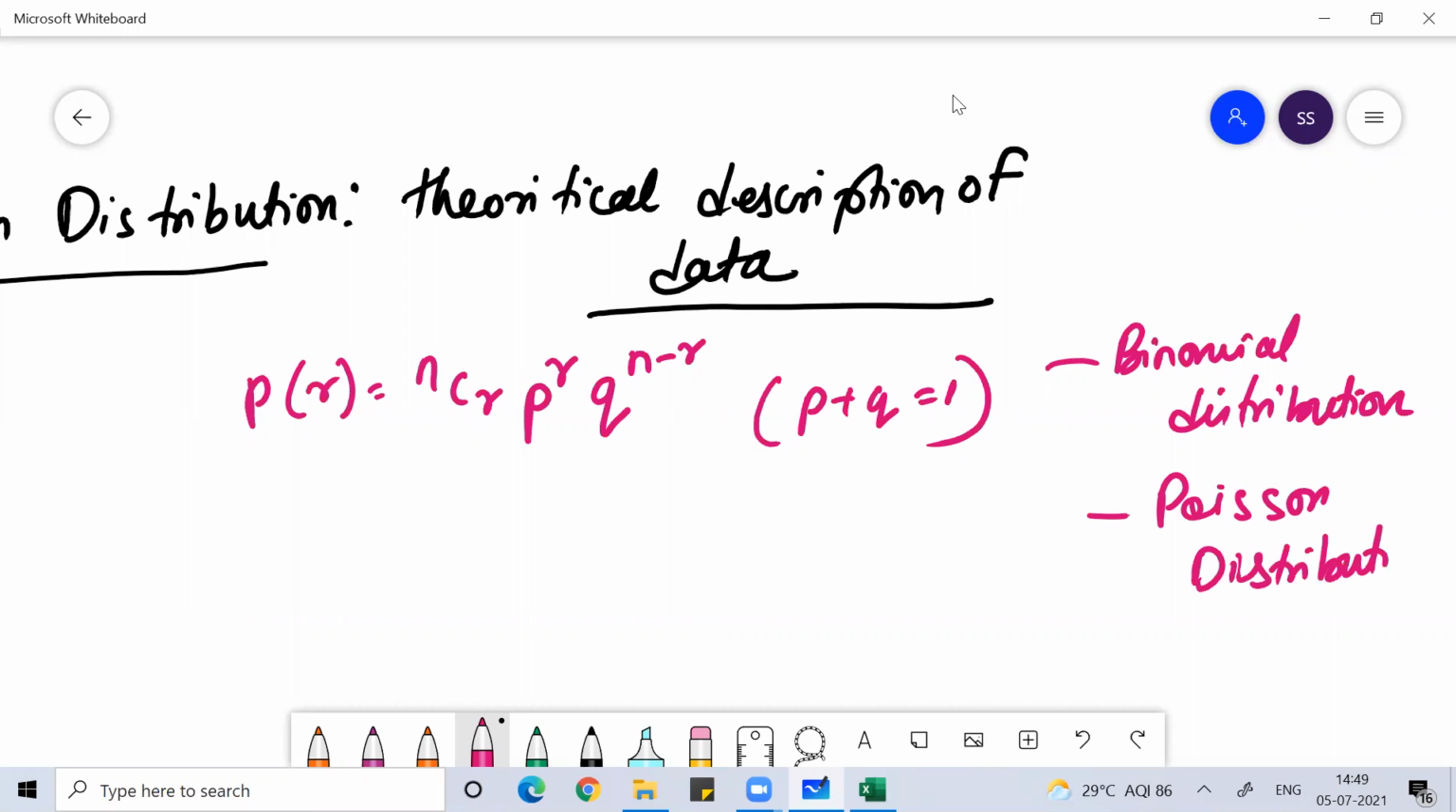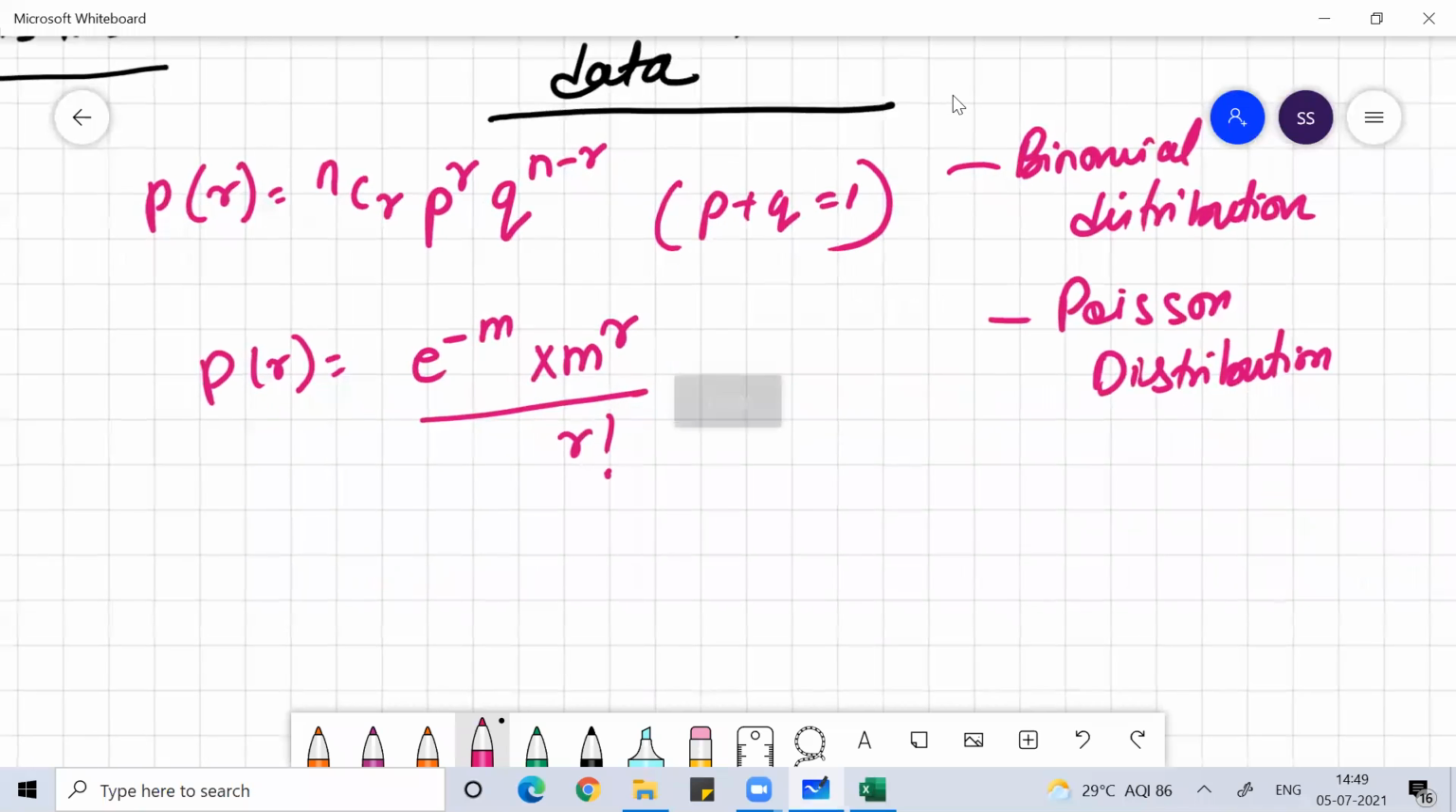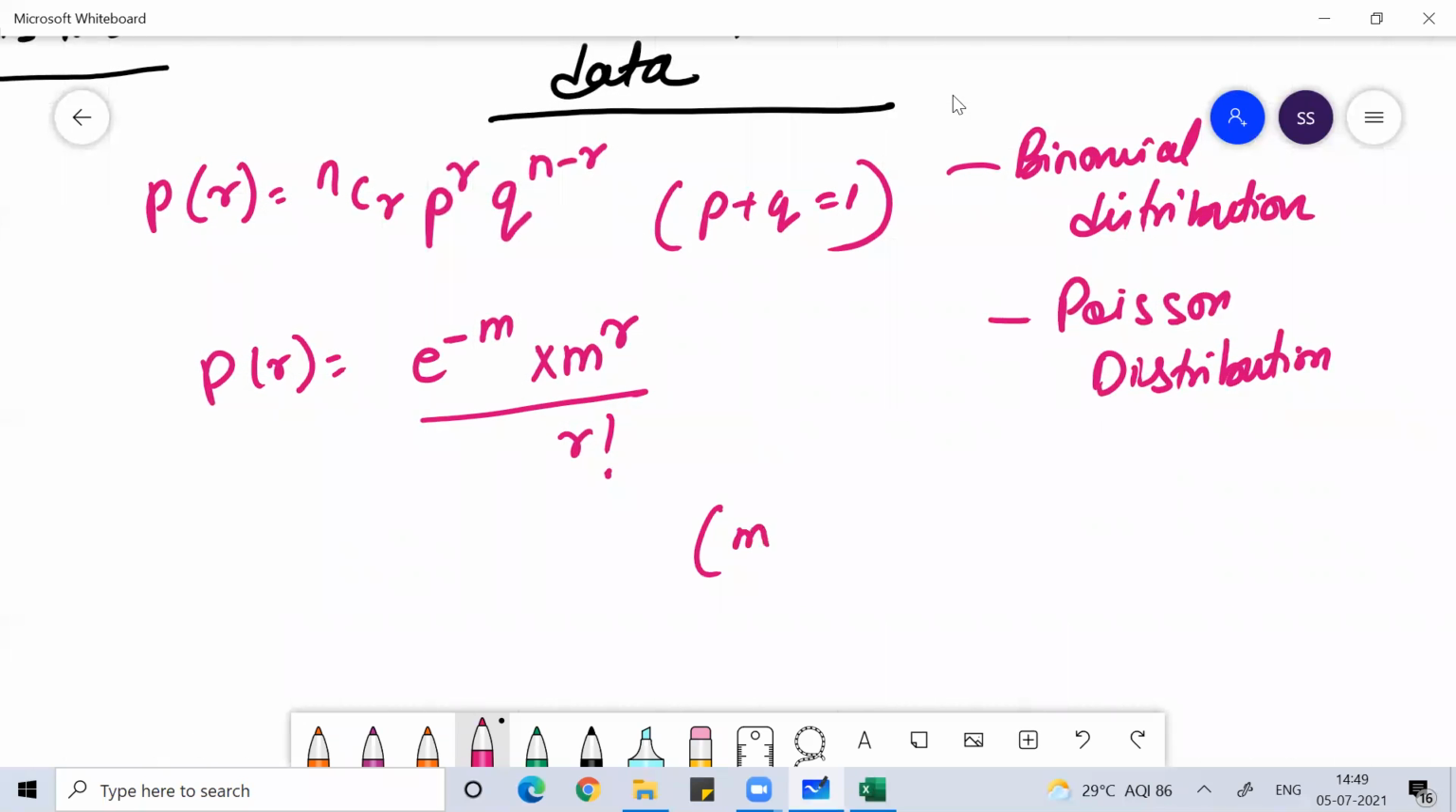Under Poisson distribution, the probability of success follows the formula e to the power minus m into m to the power r by r factorial, where m is the mean, and the formula of the mean is n into p.